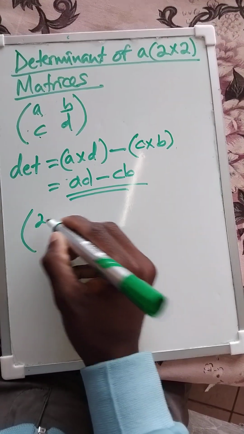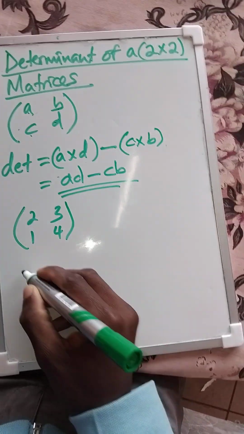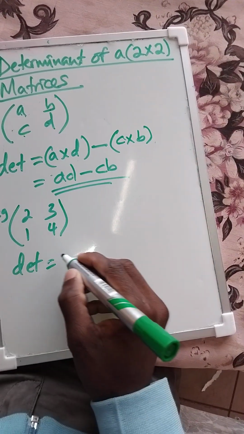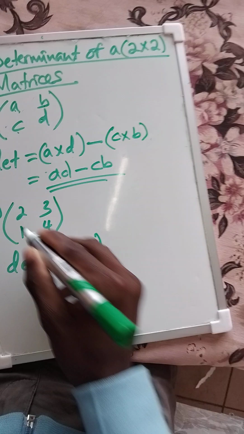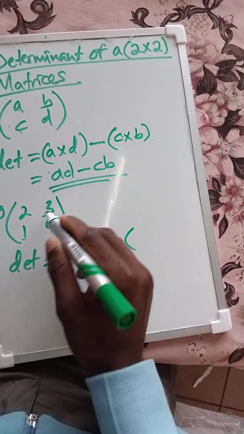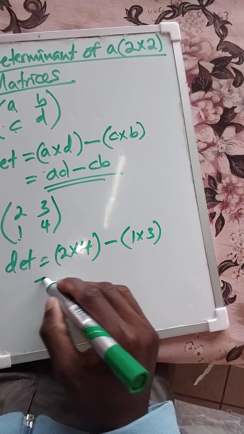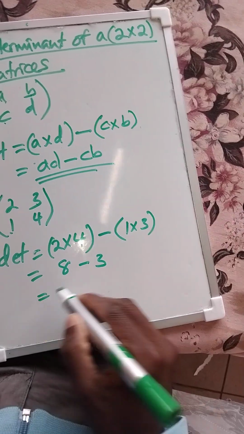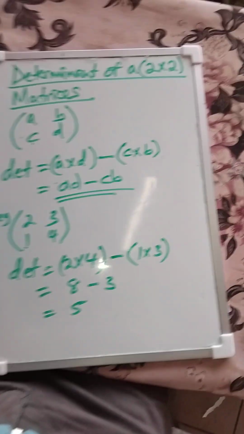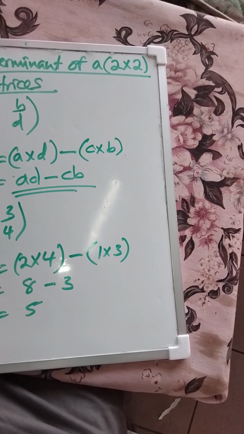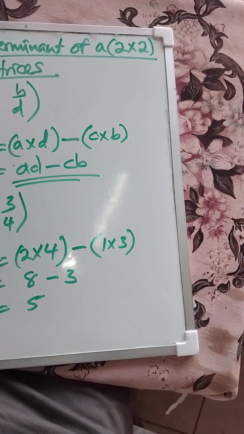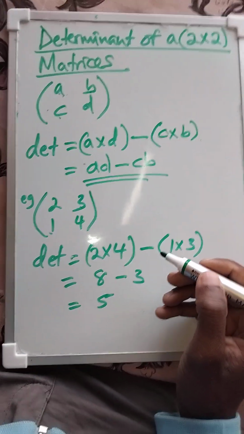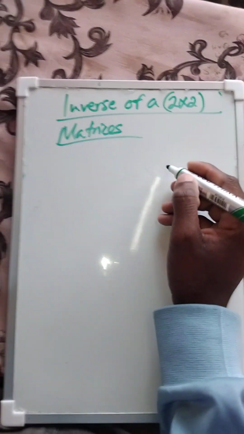For example, 2 3 1 4 and its determinant yedu ndiana ijia. Determinant yedu ndiana 2 times 4 minus 1 times 3, tuona isusu apa 8 minus 3 tuona 5. Okay. So this is our answer. Determinant. Takuya inverse of 2 by 2 matrices anditika.